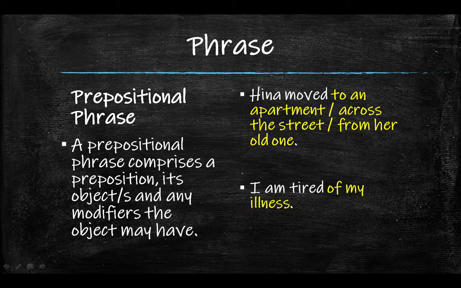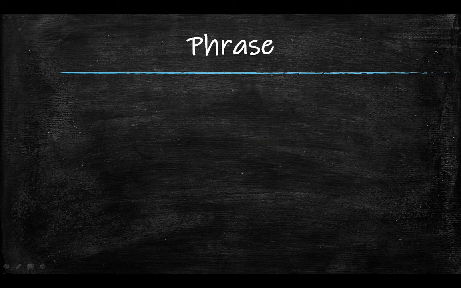So from her old one, across the street, to an apartment, from India, in Pakistan, towards the jungle, all these are prepositional phrases. I'm tired of my illness. Of is preposition, illness is object of preposition. So of my illness, prepositional phrase. Well, noun phrase, verb phrase, and prepositional phrase are the structural or compositional types of phrases. In this type of classification, we don't look at the grammatical role or function of the phrase within a sentence. We simply look at which words it consists of, and we give it its name.